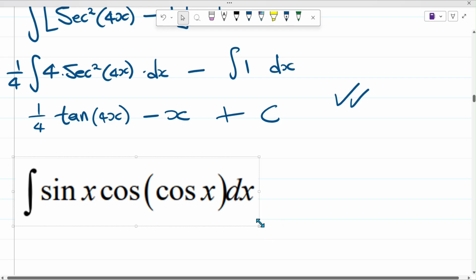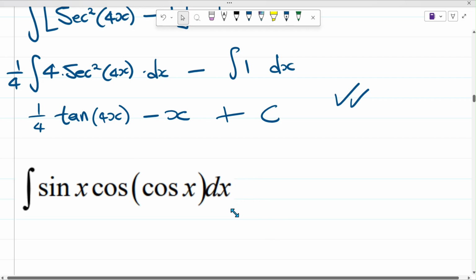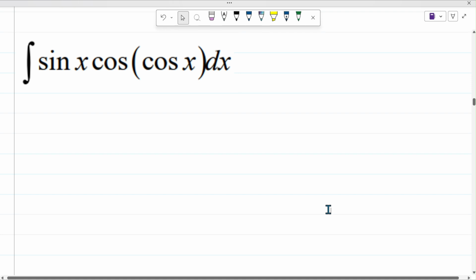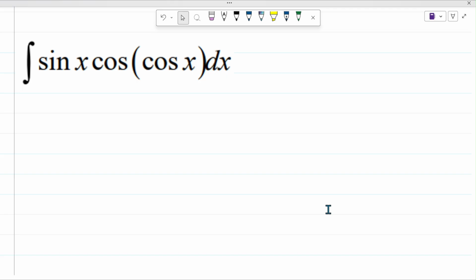So now we've got this: the integral of sine of x multiplied by cos of cos x. This one looks like it's tricky, but it's simple, right? So guys, remember to pause the video so that you can work out this problem by yourself, and then resume later to check the memo, of course.